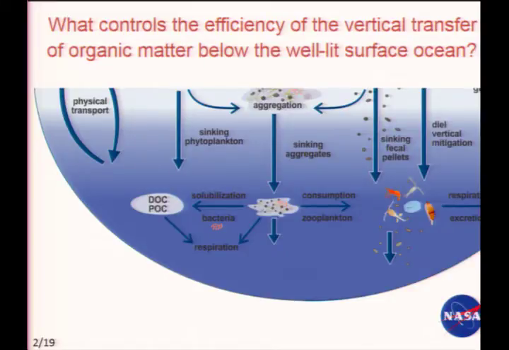This figure is just a blow-up of what you could see in that red box on the previous slide. And what you can see, make sure I point this in the right direction, we have the 5 pathways here. In the middle, these are the 3 sinking pathways. We have physical transport and vertical migration.